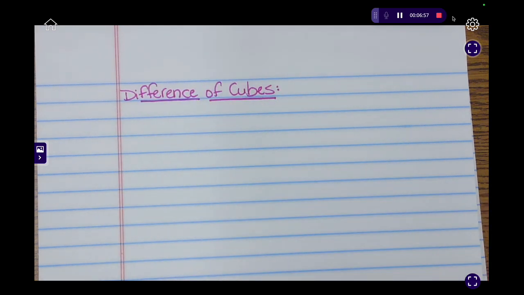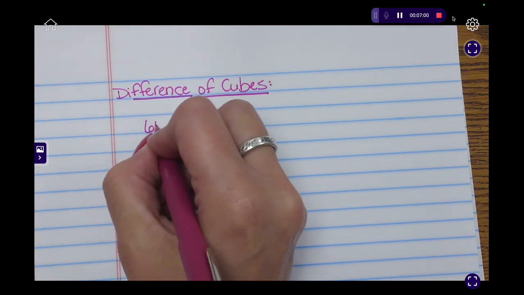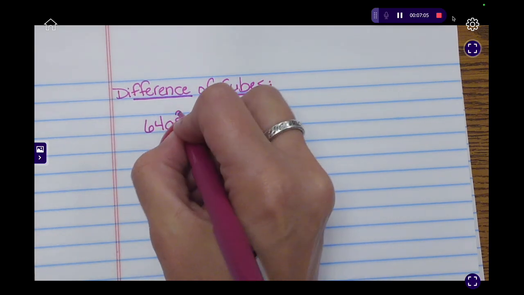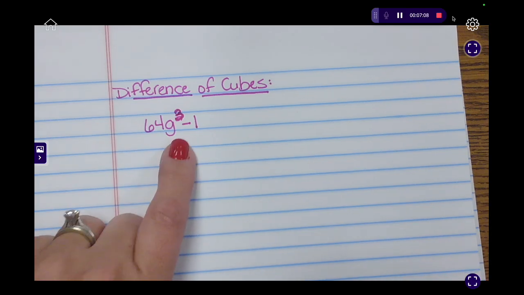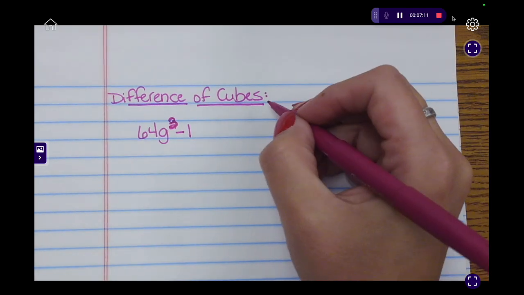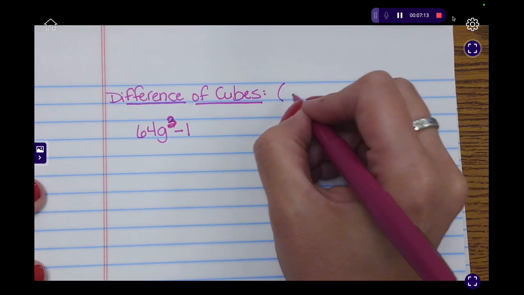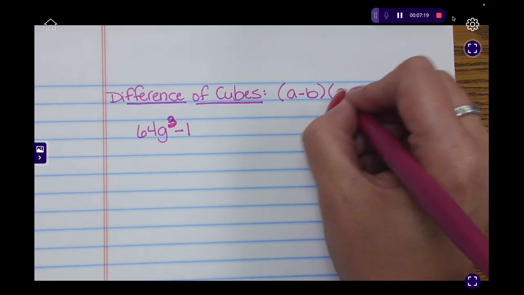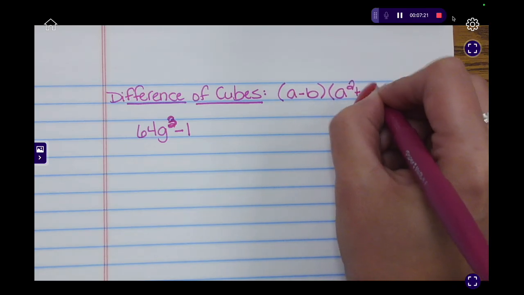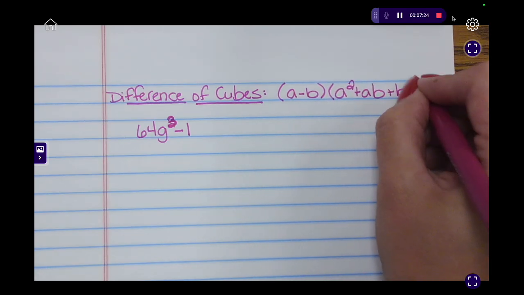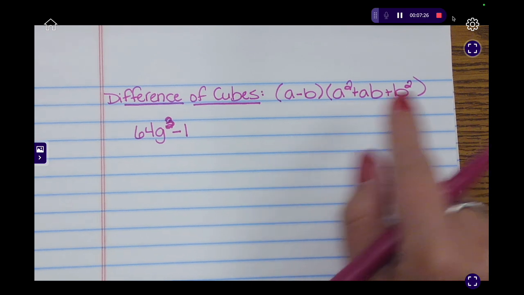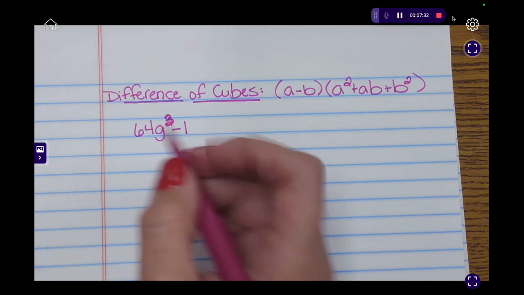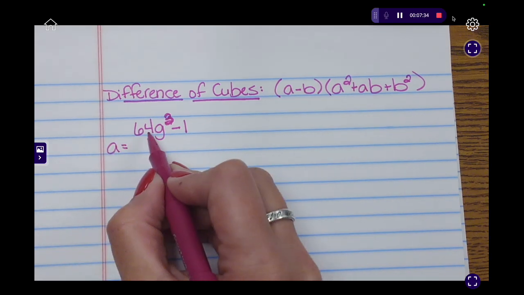So really the only difference between this and the ones that we just did, instead of seeing an addition sign, you're going to see a subtraction sign, and that should be 3. Okay, so instead of that addition sign, you're going to see a subtraction sign. So again, we're going to have a set formula, and this time, instead of a plus b, we're going to do a minus b in the first parentheses. And then in the second parentheses, I have a squared plus ab plus b squared. So all of these in the second parentheses are addition signs, and that first one's going to be a subtraction sign.